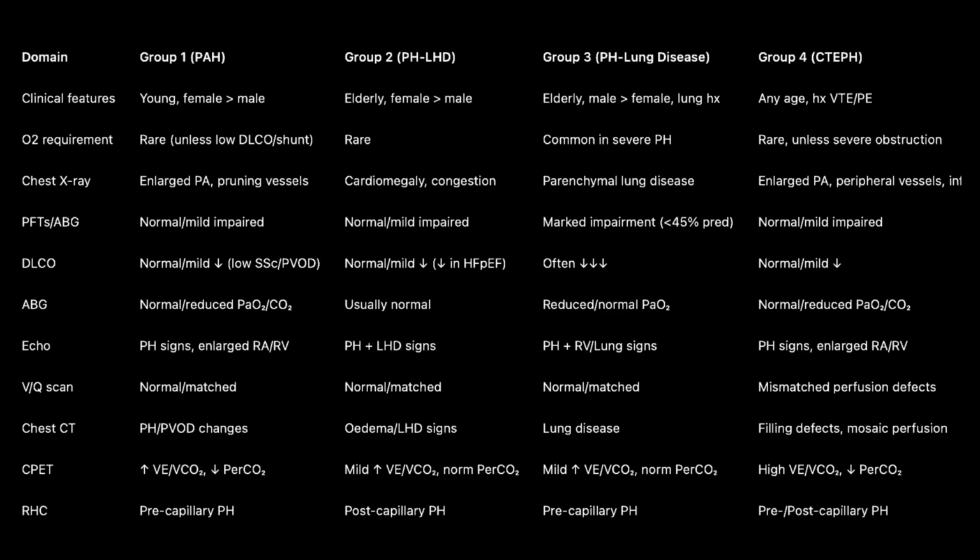So to summarize the presentation of these patients, clinical features in all the groups are essentially the same. This is the sex difference that you see in various age groups, in the various categories, oxygen requirement, the chest X-ray findings, pulmonary function tests, DLCO findings, and ABG findings. So this basically helps you identify which group will show which kind of changes.